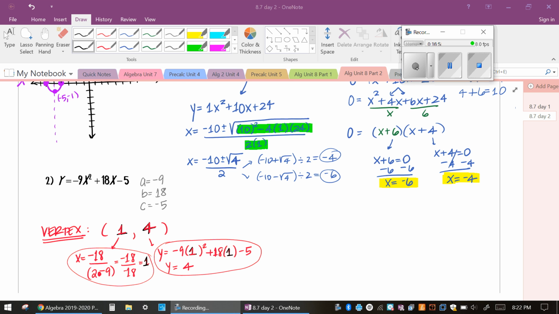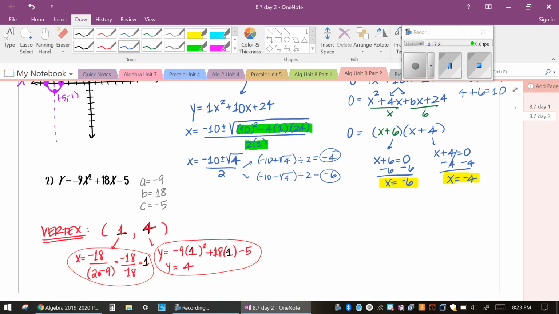I got an answer of 1, 4. If you didn't get that right, double check your signs. The original values for A, B, and C, you should have had a negative 9 and a negative 5 for A and C and a positive 18. But when you're finding the vertex, you always got to do the opposite of B. Just like in the quadratic formula, it was x equals the opposite of B. Same thing here. Okay, so I got positive 1. I substituted into my equation, and I got 4.